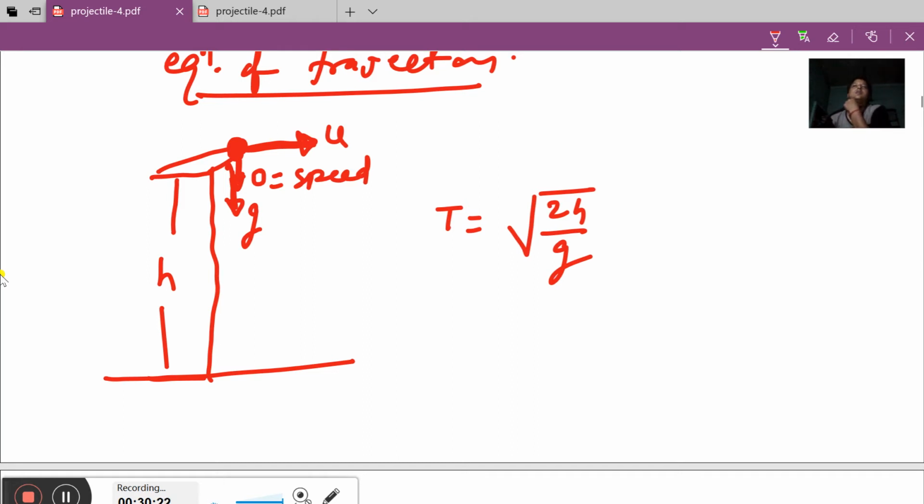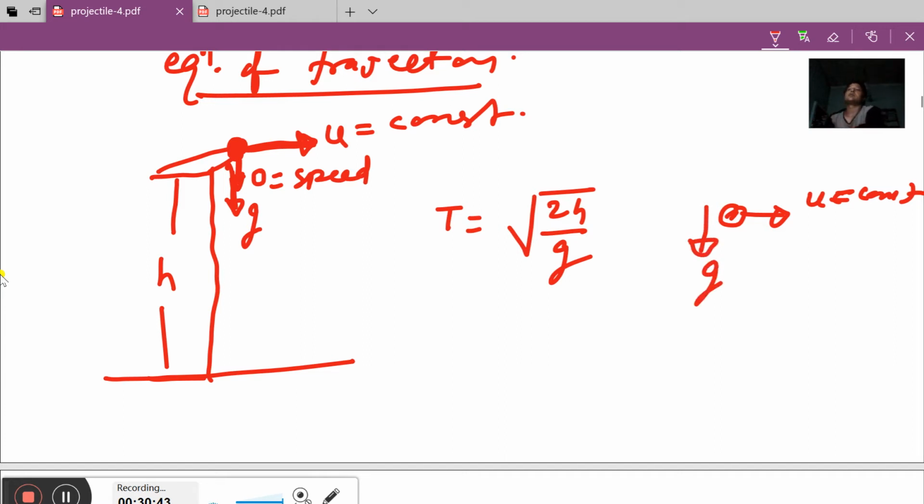With falling displacement, body also has horizontal displacement due to speed u. So in this case, horizontal speed is u, that is a constant, and vertically accelerated. So this motion is also 2D motion, because for every x there is another y.